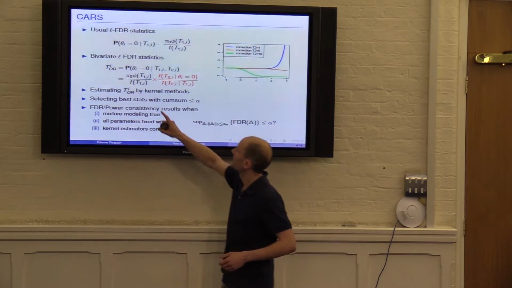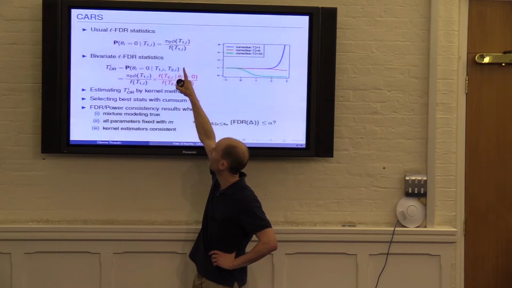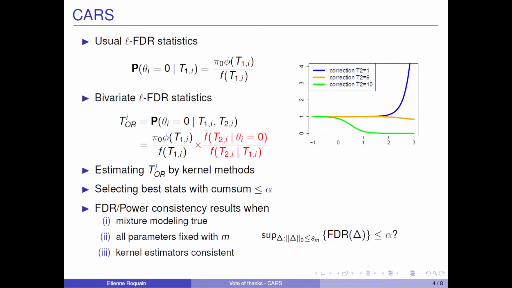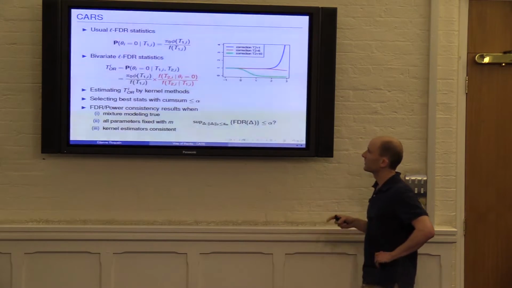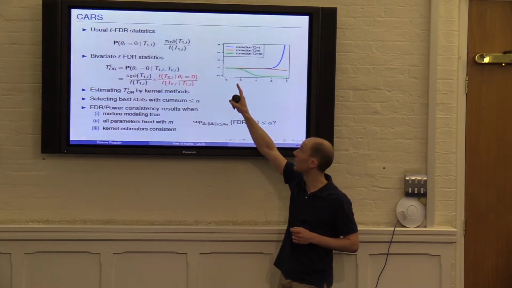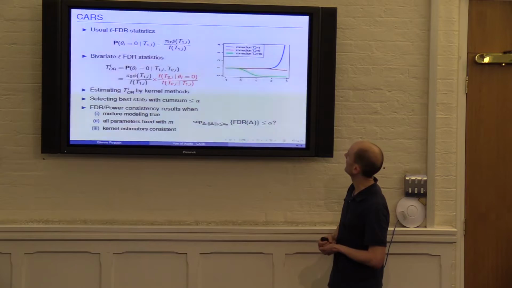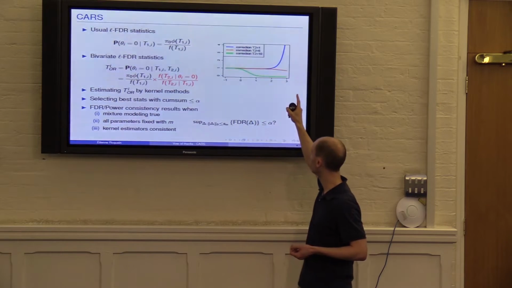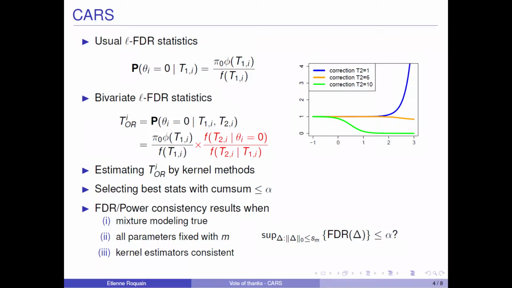Okay? So instead of taking the classical LFDR statistic, which just conditions with respect to T1, you condition with respect to T2 as well. And what is the effect? You have a correction term here in red. So in the classical setting, I have computed this correction term here. And what we can see is what? So what is this picture? On the y-axis, you have the correction term. On the x-axis, you have T1. And I display the correction term for several values of T2. Okay?